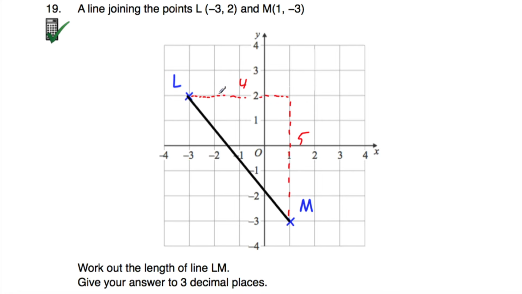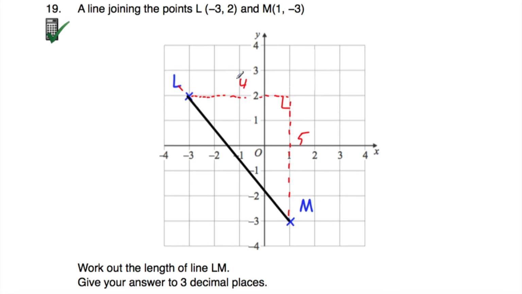So here we've got this triangle, and it's a right angle triangle, and the measurements of the two shorter sides are 4 and 5 units. I'm not calling them centimeters because it doesn't say anything about a centimeter grid. I don't know what the measurements are, so we'll just call them units. And it says work out the length of the line LM. So we want to find the length of this line, so we want to use Pythagoras' theorem.